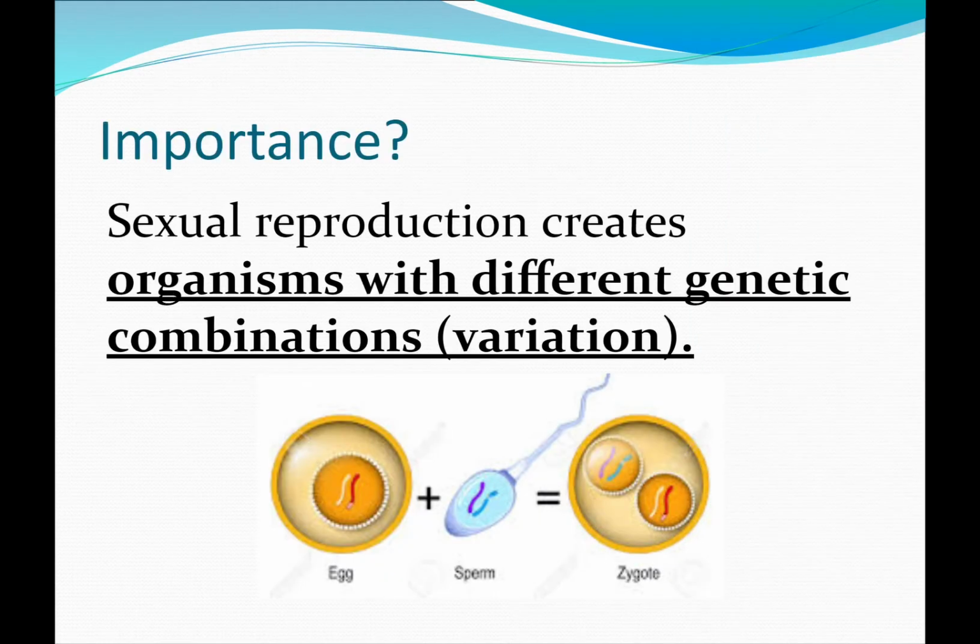So moving forward, why is this important? The reason why sexual reproduction is more important than asexual is because when they reproduce, it creates organisms with different genetic combinations, right? Think about it. Are you and your siblings exactly the same? You're not. You have separate and different DNA, even though it is similar, but it is different.